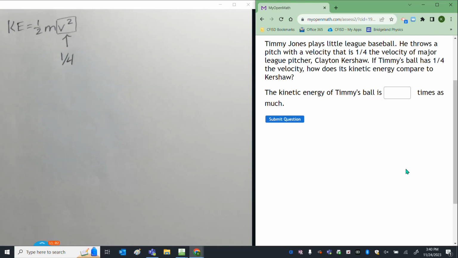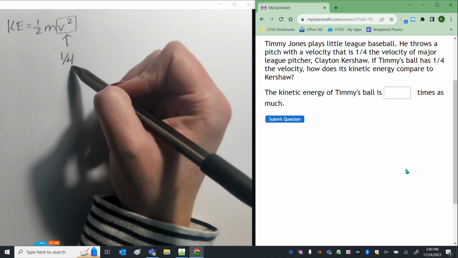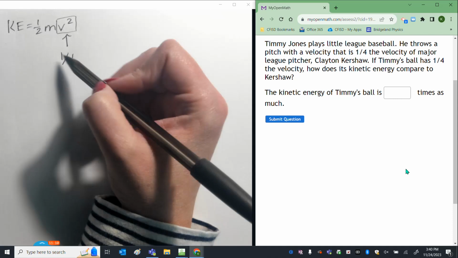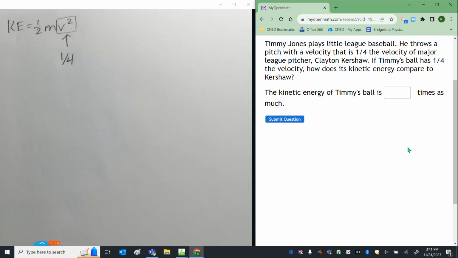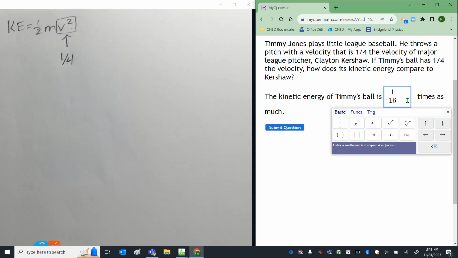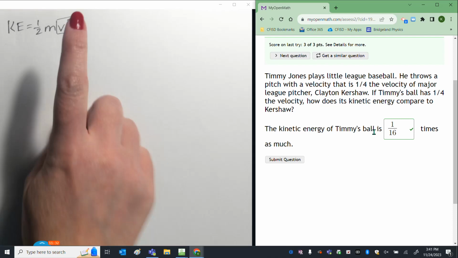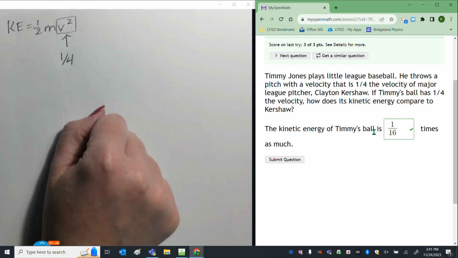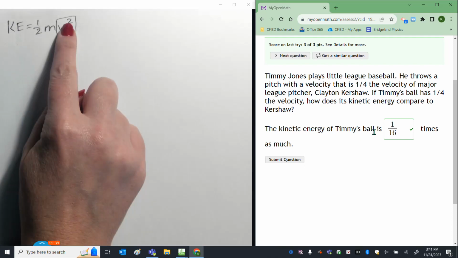Again, just like in the last question, when I doubled it, it wasn't twice, it was 2 squared. Well, now if it's 1/4, it's not 1/4 as much KE, it's 1/4 squared. Okay, and of course, 1/4 squared is, and you could type this as a fraction, 1/16. You could type it as a decimal, but it's a lot easier, in my opinion, to do it as a fraction. Up to you, though. But again, you need to understand that this has a squared relationship. So changing this by a factor of 1/4 changes this by a factor of 1/4 squared because the velocity is squared in there.